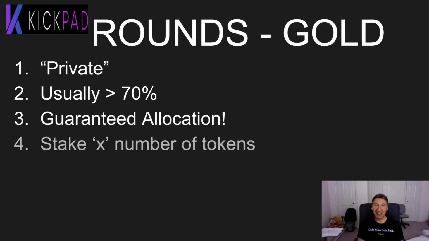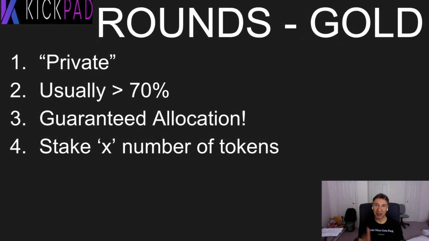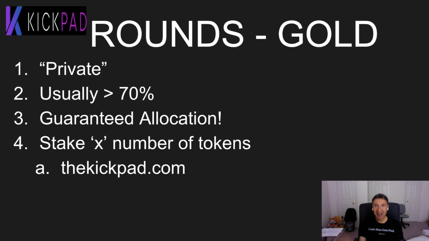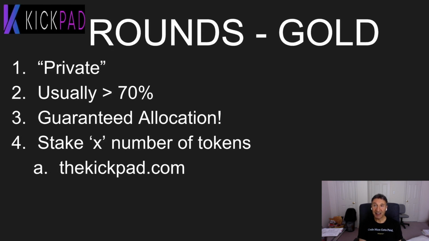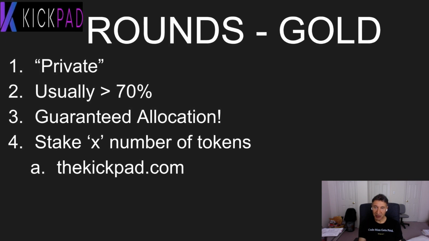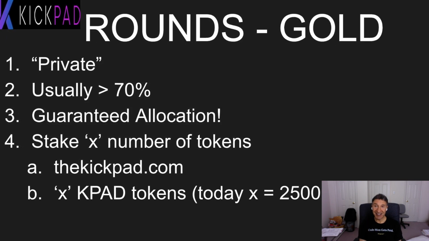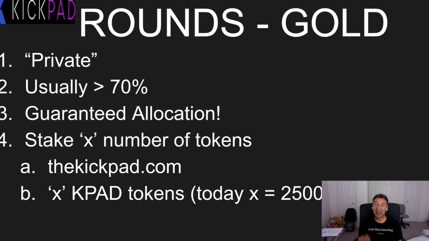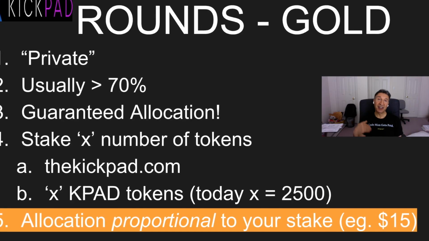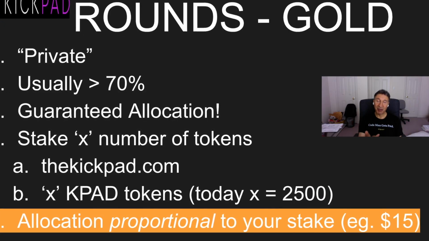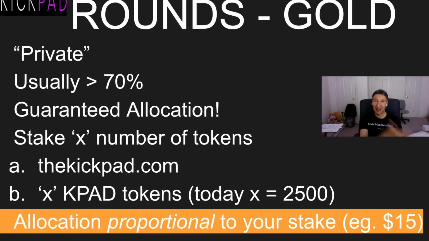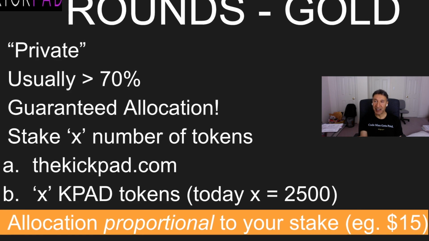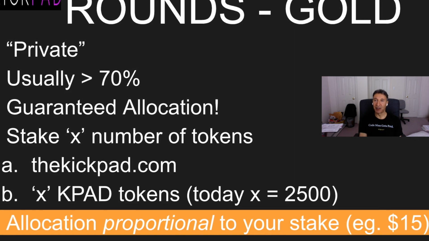To do so, you have to stake a certain number of tokens. We'll talk about how to do that later. You'd start by going to their website, thekickpad.com, connect your wallet, and then follow the instructions, which we'll do a sample of later on staking. Today, you need to stake their own token, KPAD, and you have to stake 2,500 of it. You will then later be allocated a proportional amount of the token you're looking to get. For example, if you stake 2,500, you might get around $15 worth of tokens.